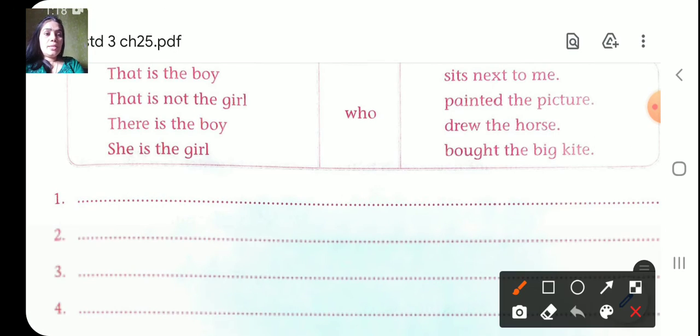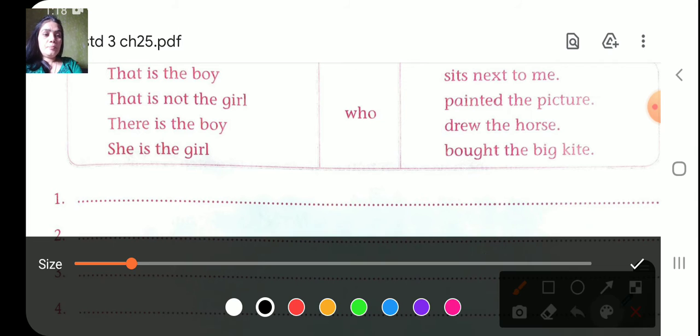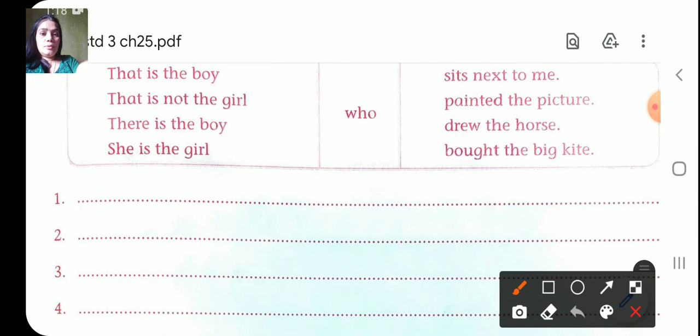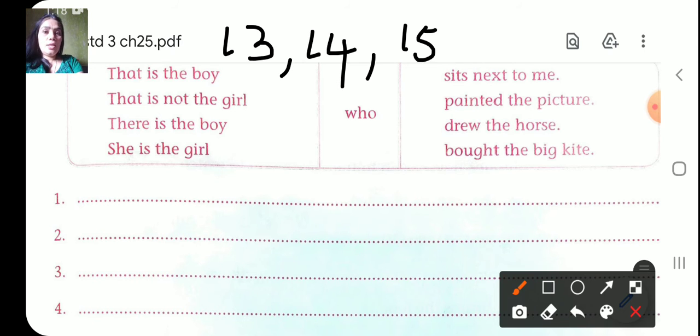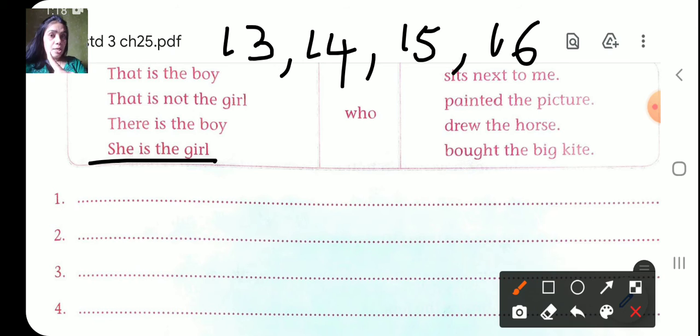So question number 13, 14, 15 and 16. You will use, she is the girl. So you will write, she is the girl who sits next to me.